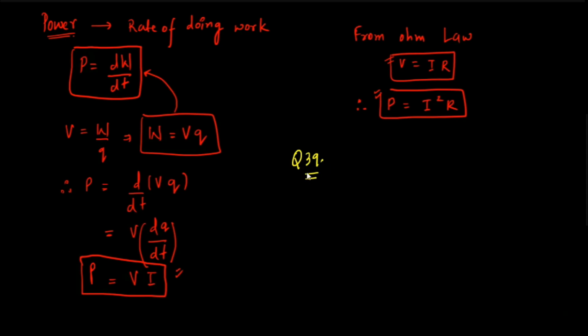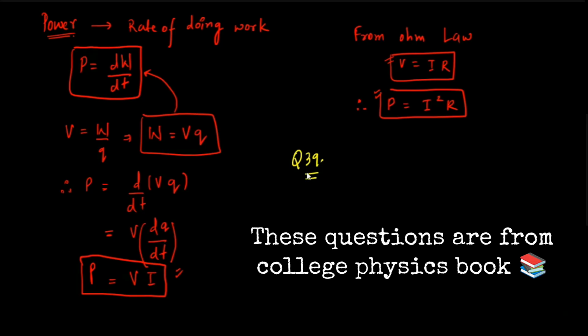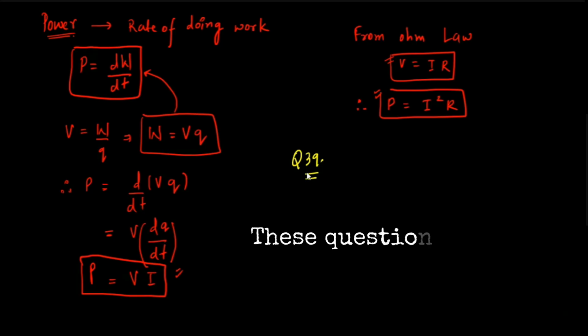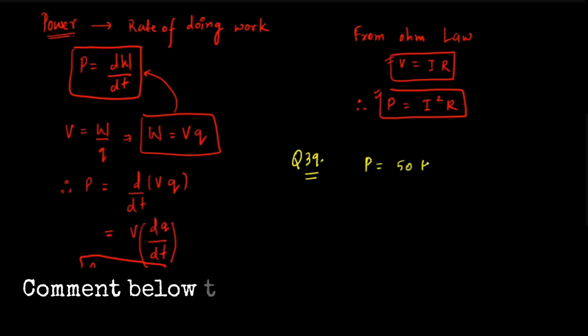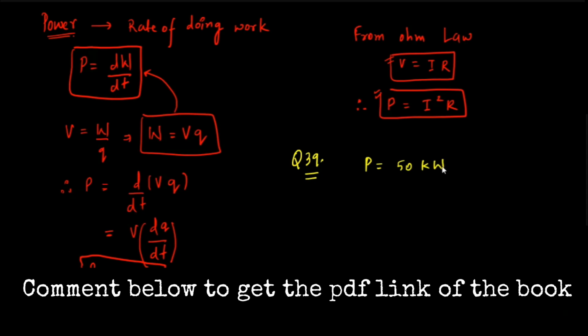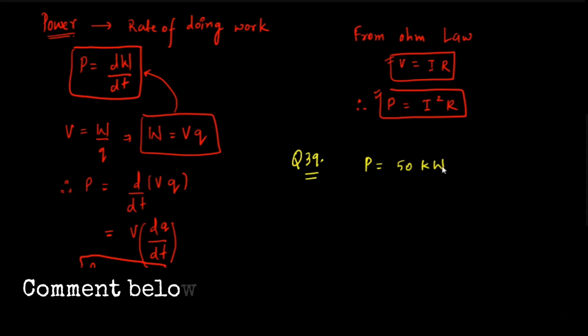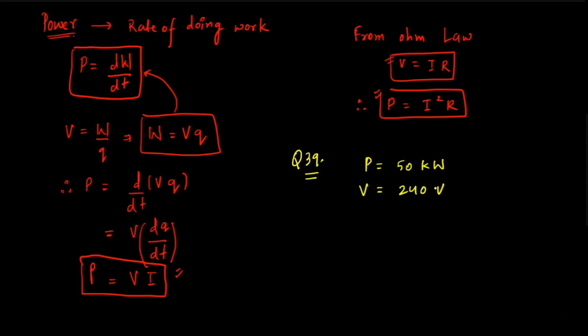The question says an electric water heater is designed to produce 50 kilowatt of heat. So power is given here. It is 50 kilowatt, when it is connected to a 240 volt source. So potential is given as 240 volt. You need to write power in watt only, which is 50,000 watt. And this 50,000 watt power is there when it is connected to a 240 volt source. So the question is, what is the resistance?